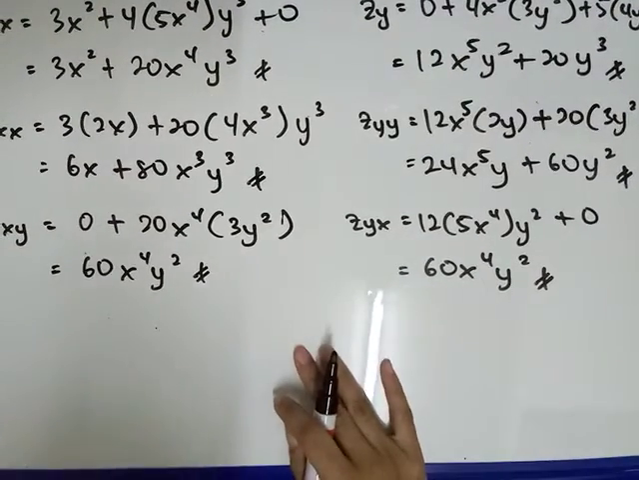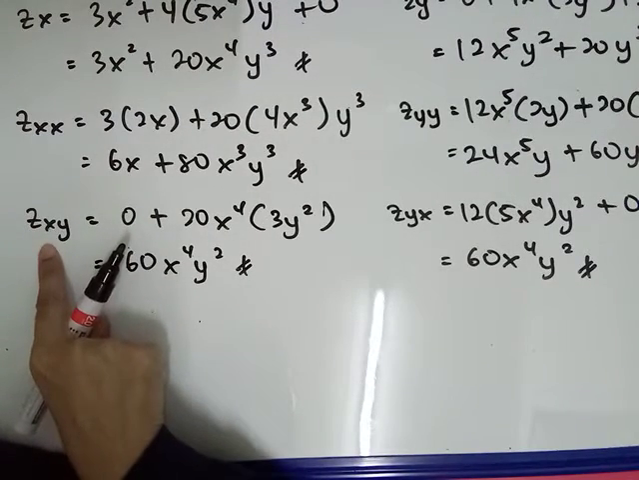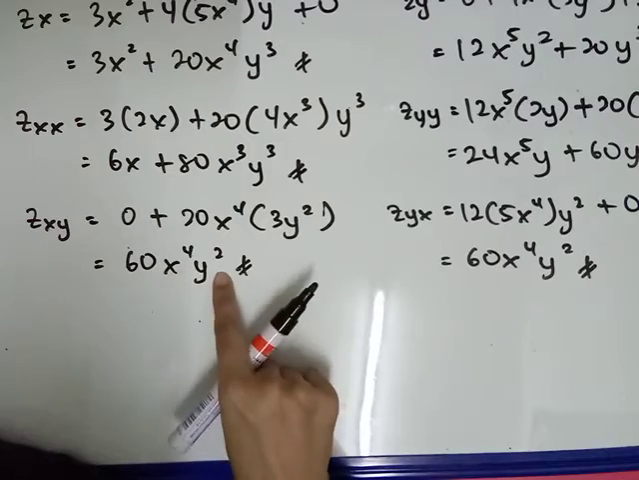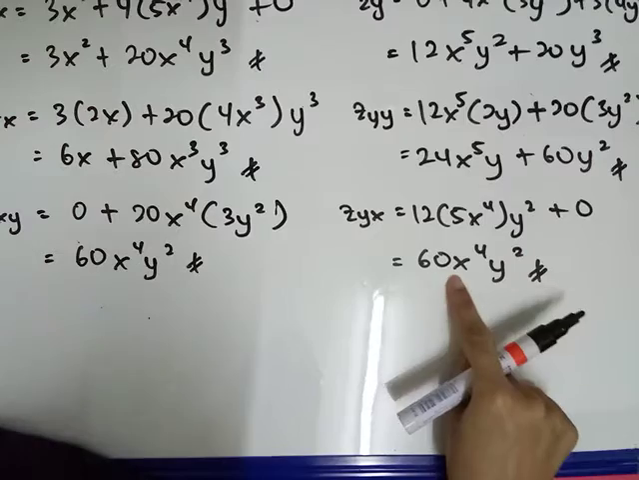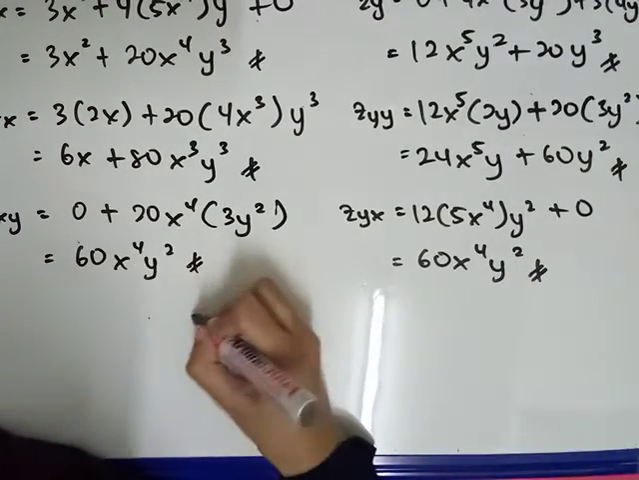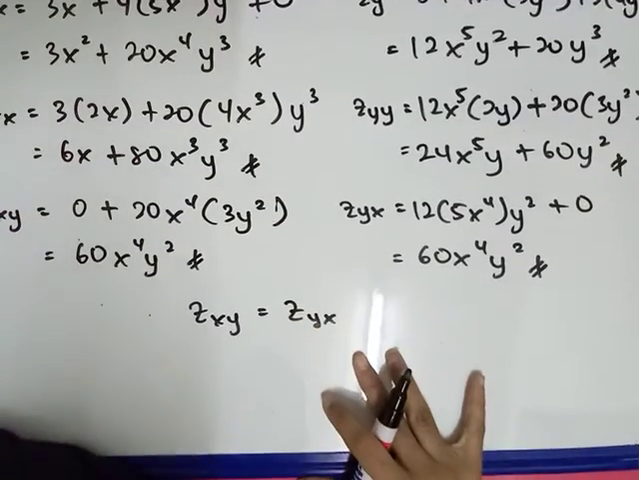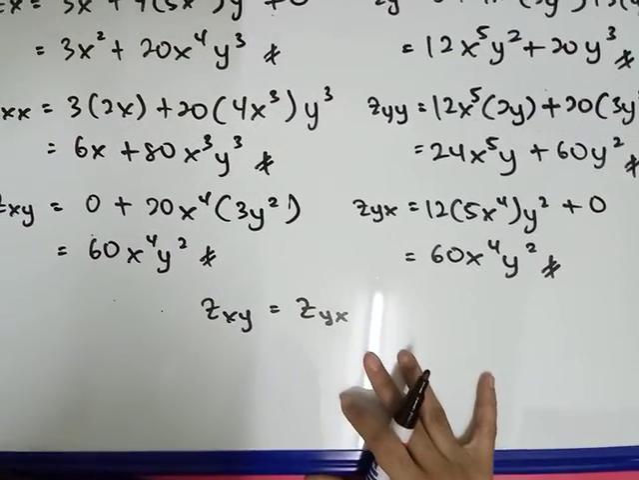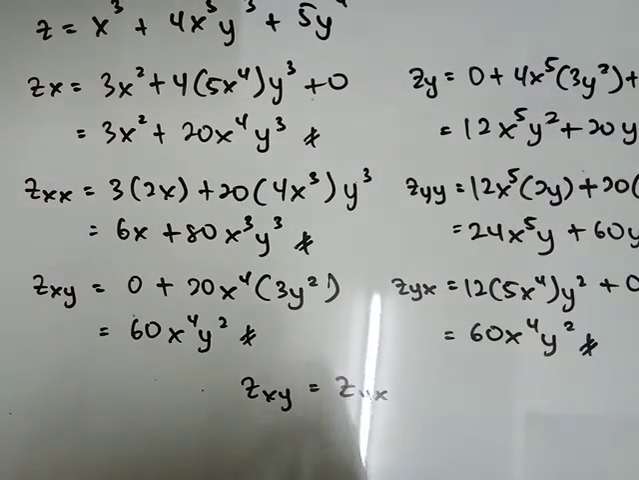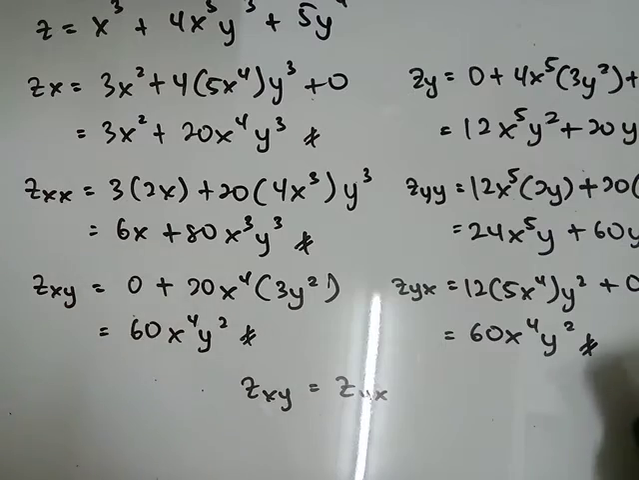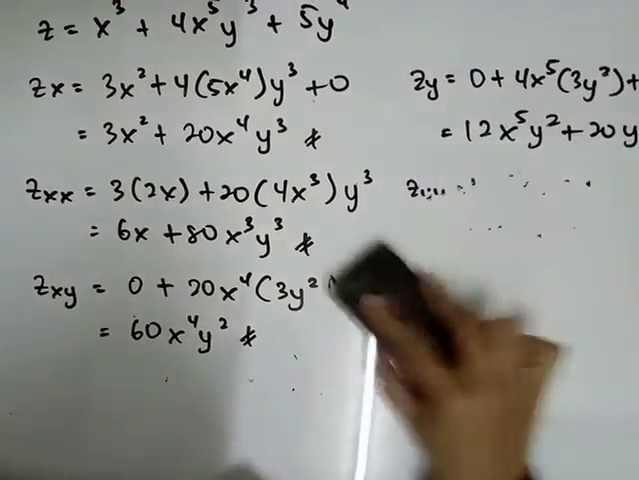You found now? As you can see, zxy is 60x power 4 y squared. Zyx, also 60x power 4 y squared. It means zxy is equal to zyx. Nampak now? You found now? Alright. Look at example 5.4 on your notes.